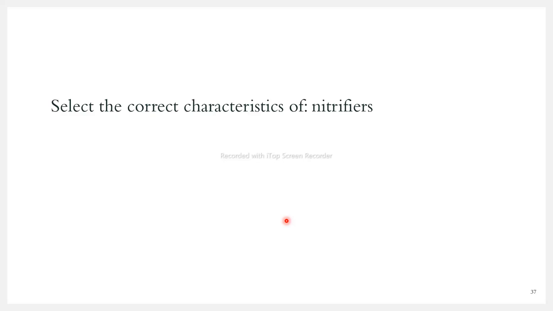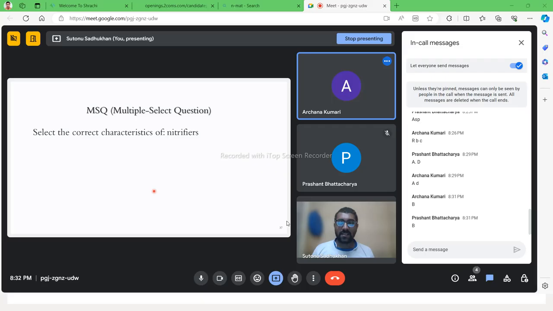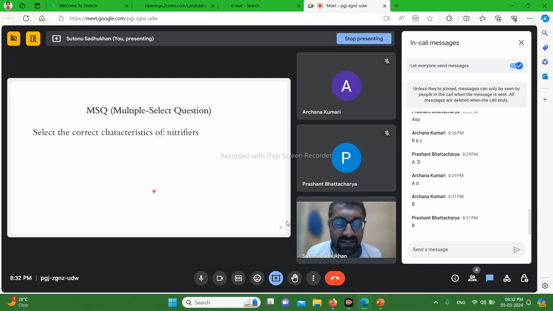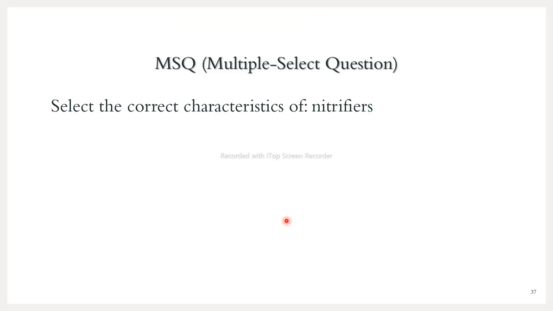Okay. So now, you have to select the correct characteristics of the... huh? What? Answer. I've written option B. Okay. Oh, sorry. I didn't know. Sorry. Okay. Yes, it is highly encouraged.